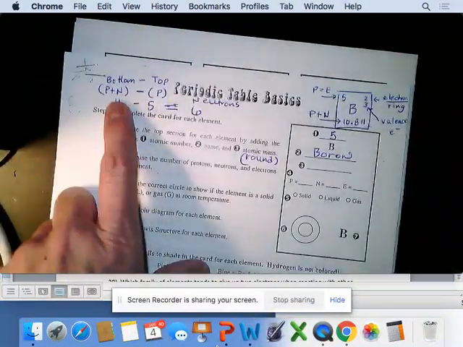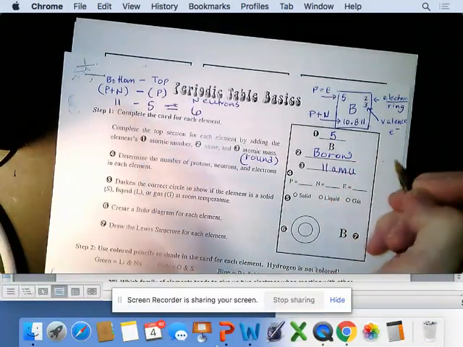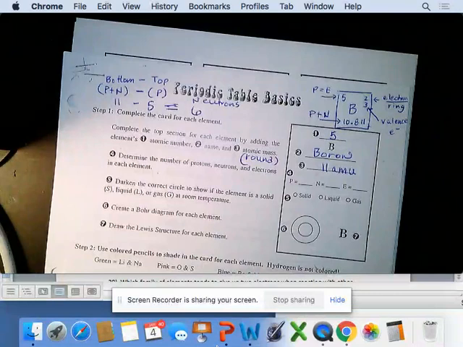So we're going to look at our periodic table. It's 10.8. Remember that rounds to 11. So an average boron atom weighs 11 atomic mass units. That's your protons plus your neutrons.